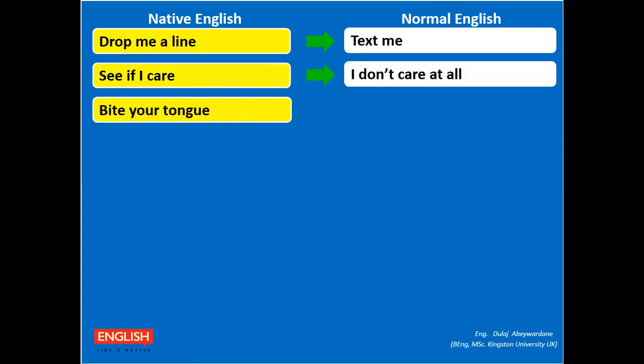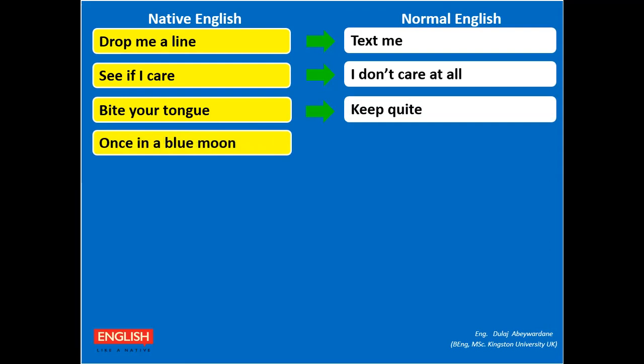The next native speaker pattern is "bite your tongue." What do you mean by "bite your tongue"? We generally use this pattern in Sinhala as well. You might imagine the meaning of this: it means to keep quiet. Although we use "keep quiet" in normal English, native speakers most times like to use "bite your tongue."